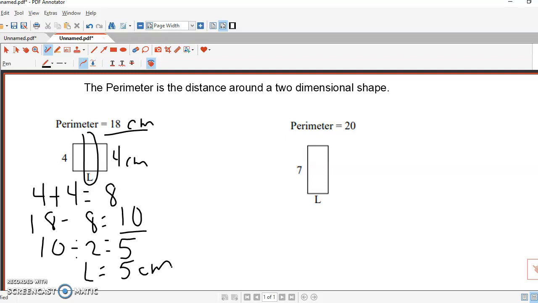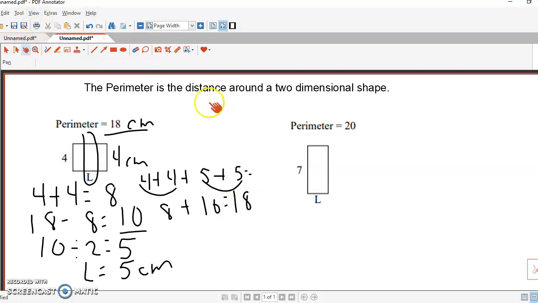I can check my work by adding 4 plus 4 plus 5 plus 5. So 4 plus 4 is 8, plus 5 plus 5 is 10, and that equals 18, so we got our answer correct. Now our next one, we have another one.